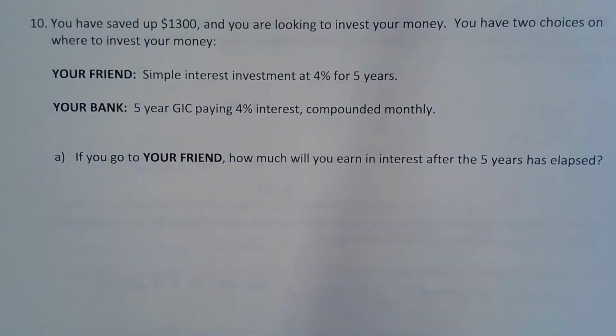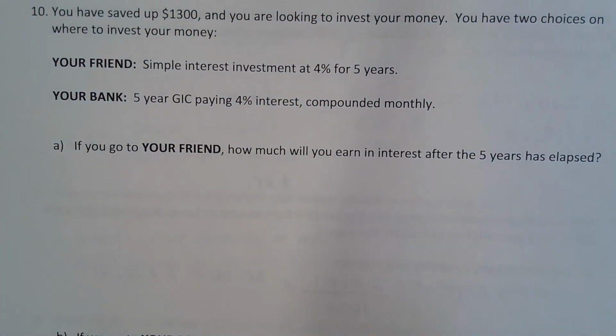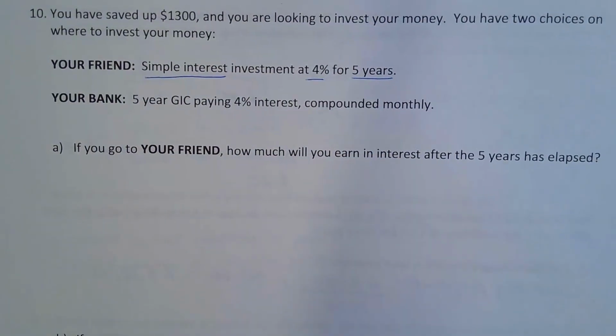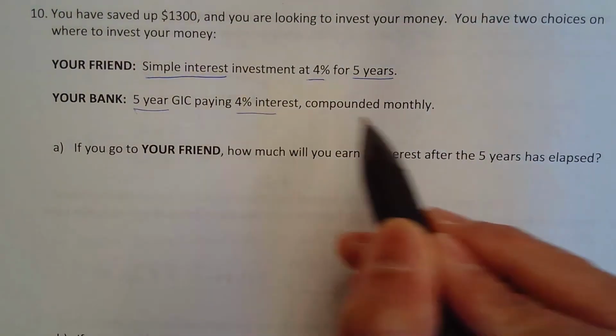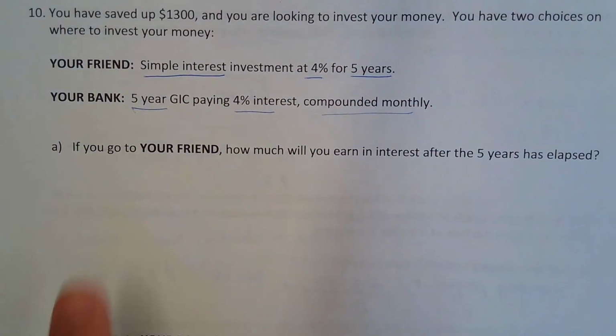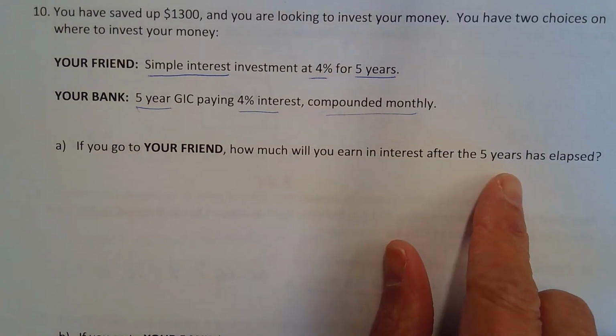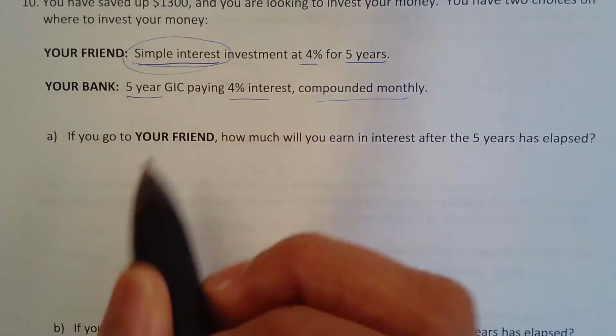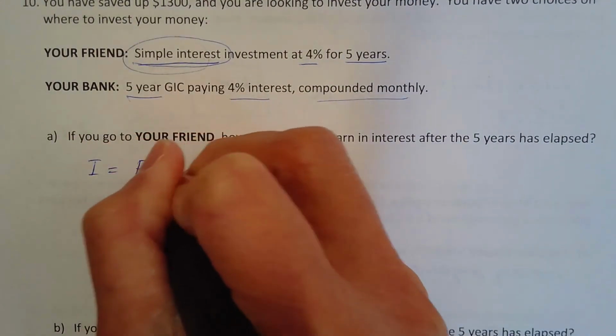The last one. And this is: you saved up $1,300 and you are looking to invest the money. You have two choices. You're going to invest it with your friend, simple interest for 5 years, or the bank, 5 years, 4% compounded monthly. So if you go to your friend, how much will you earn in interest in 5 years? Now, if you go with your friend, that's a simple interest. So I equals P times R times T.